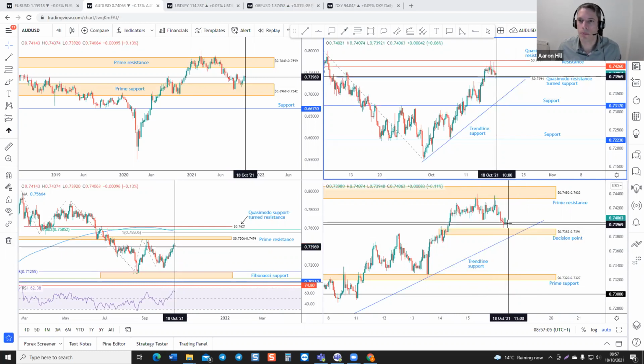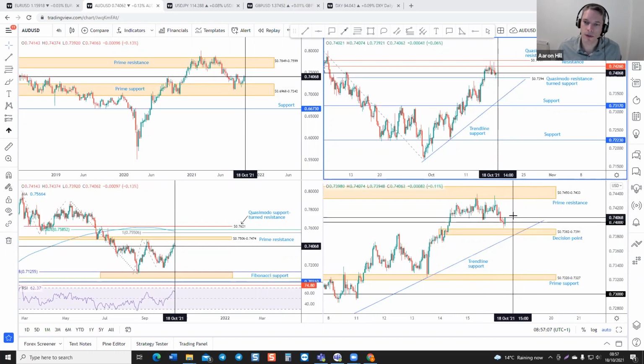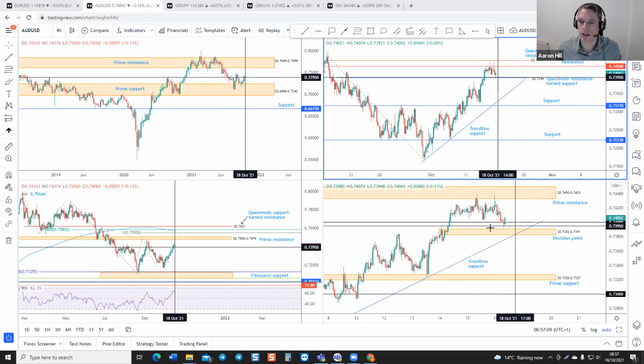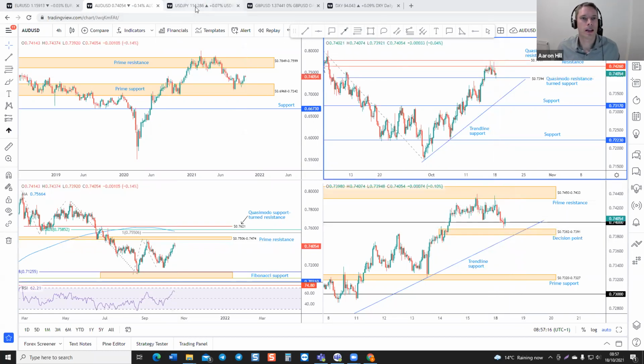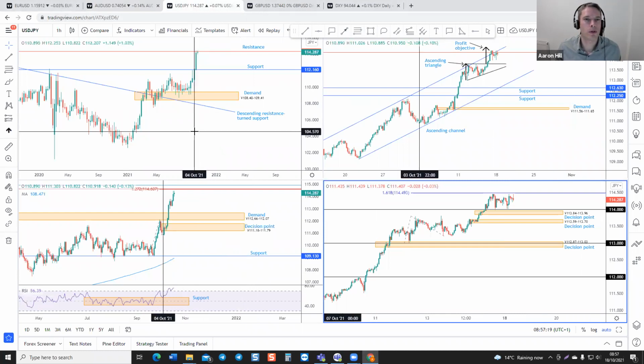So with that in mind, we could see a continuation rally form from this area, potentially attacking this H1 prime resistance and higher. Okay, switching over to the dollar yen, and what a move that was last week.